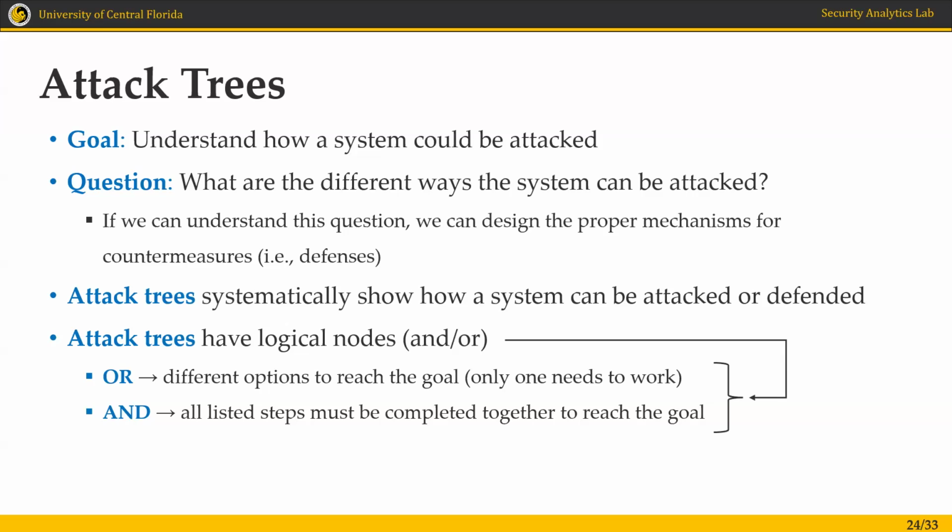Attack trees show systematically how the system can be attacked or defended, and that obviously comes with cost and various attacker objectives or goals. Attack trees have logical nodes, OR and AND. The OR represents different ways to attack the system, and only one needs to work, going from the main or foundational node to the bottom node. AND means that all the steps must be completed to reach that goal.